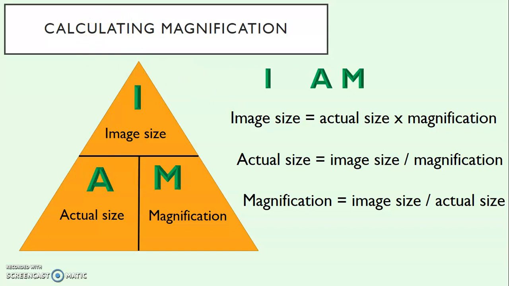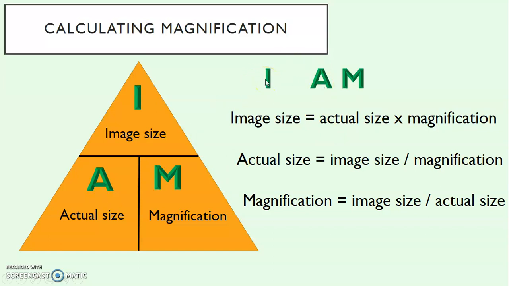So if you were to rearrange it, you can cover the one that you need to know. So if you wanted to know what actual size is, you cover actual size, and that is equal to image size divided by magnification. And I've just written them there up on the side. So if you'd like to pause and just jot those down, it's definitely worth having those for the rearrangements.